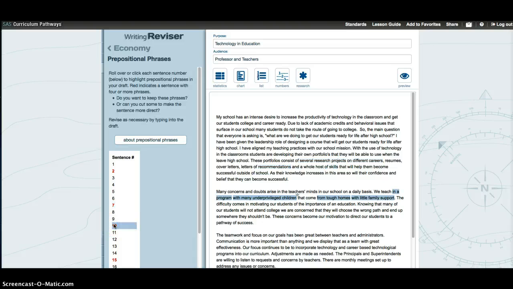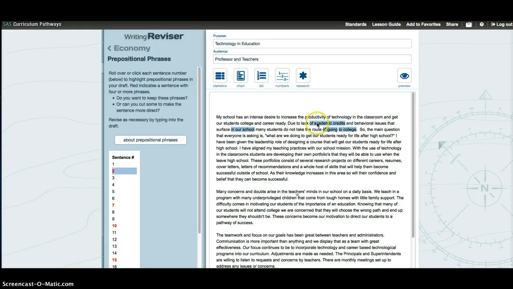10 is red. It looks like the red ones consist of more prepositional phrases within the sentence. Okay, so this can add even more information that we do not need. So let's take a look at sentence number 2. Let's read it again.